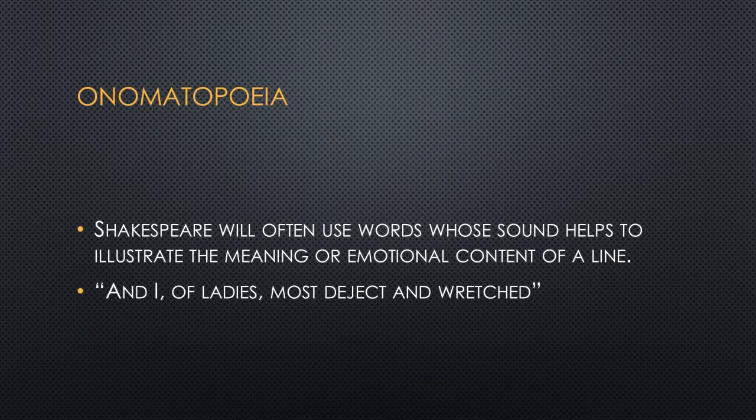Again, speaking of emotional effect coming out of words, Shakespeare will often use onomatopoeia, words which sound like what they are, to help illustrate the meaning or the emotional content of a line. So if he's talking about something nasty, the sound will be nasty. If he's talking about something beautiful, the words will sound beautiful, and you can use that to paint the picture of what you're talking about for the audience. So even if they don't understand the meaning of every word, they still get the emotional content from the sound. As in the line, "an eye of ladies most deject and wretched." Those words sound nasty, the ideas are nasty.